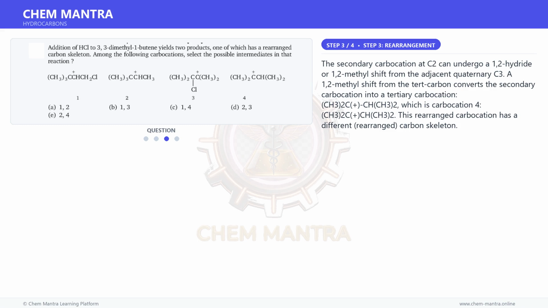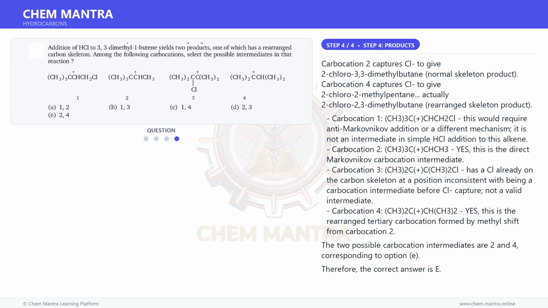The secondary carbocation at C2 can undergo a 1,2-hydride or 1,2-methyl shift from the adjacent quaternary C3. A 1,2-methyl shift from the tert carbon converts the secondary carbocation into a tertiary carbocation, (CH3)2C+-CH(CH3)2, which is carbocation 4: (CH3)2C+CH(CH3)2. This rearranged carbocation has a different, rearranged carbon skeleton.